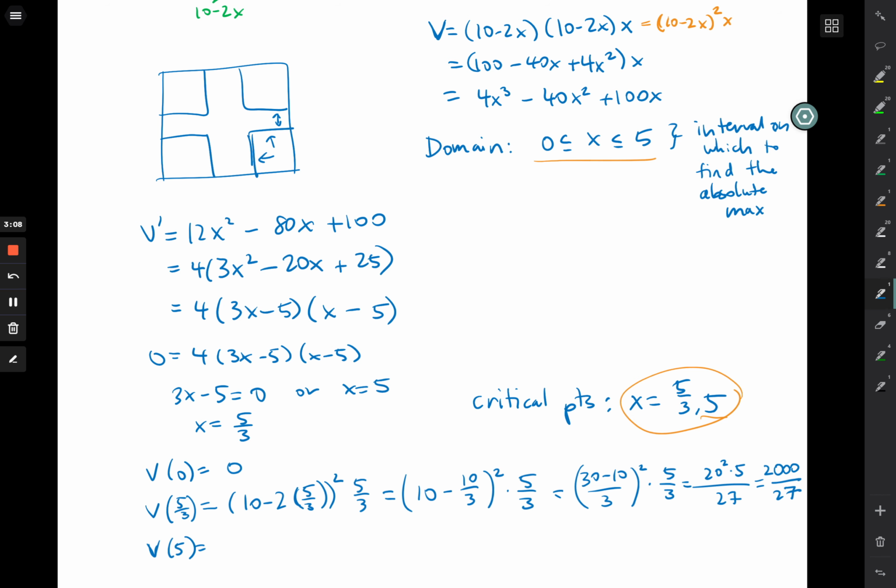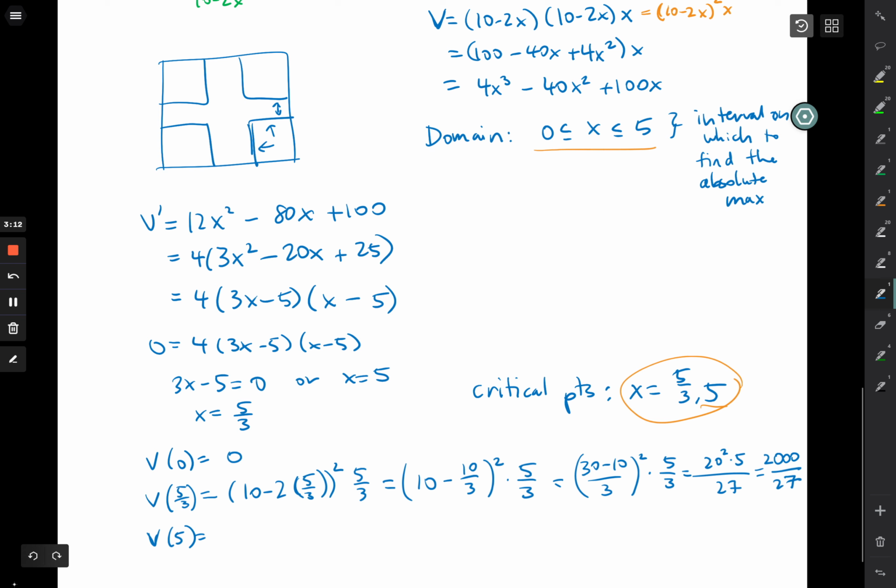So that is going to be V evaluated at 5/3, and that is actually going to be the max because when we plug in 5, we should maybe already expect this from the argument we gave earlier about the domain, we do get 0. So if we go ahead and do that, we get 10 minus 10, so we get 0 times 5, which is just equal to 0.